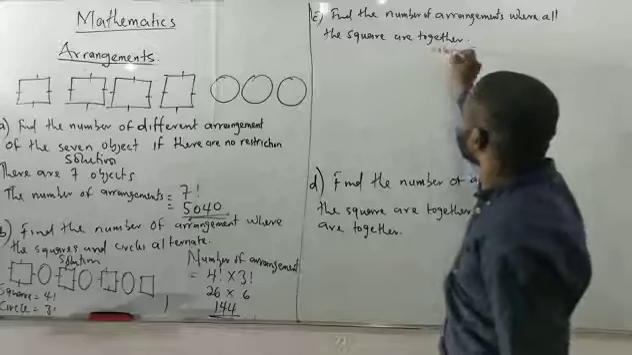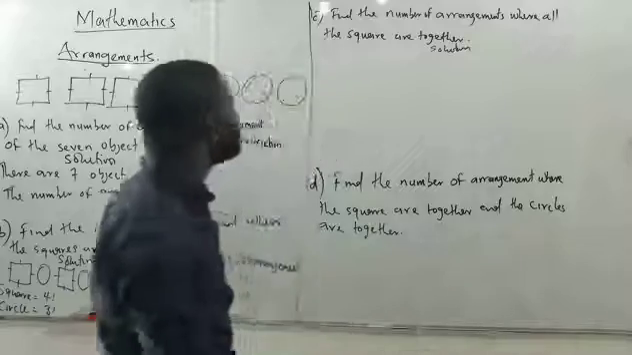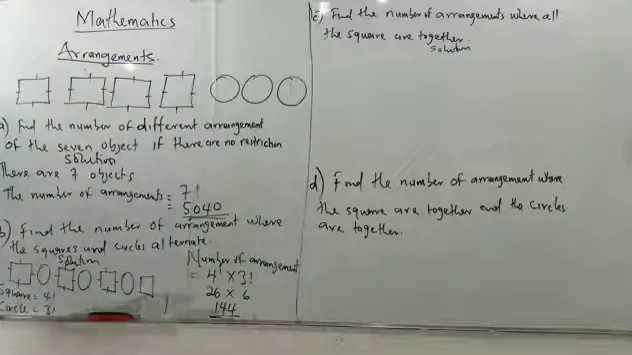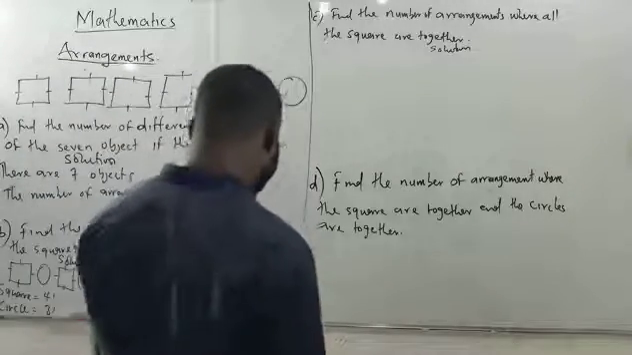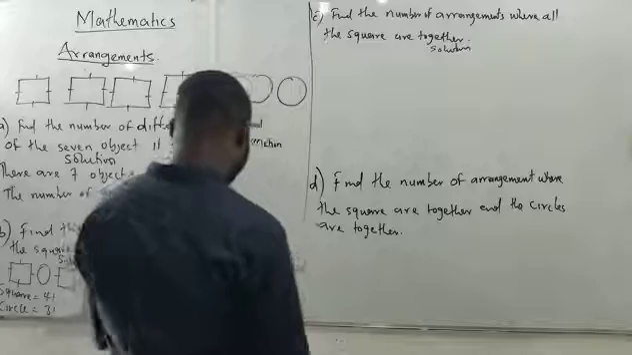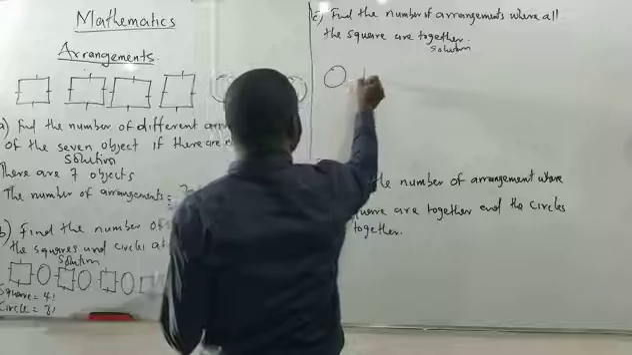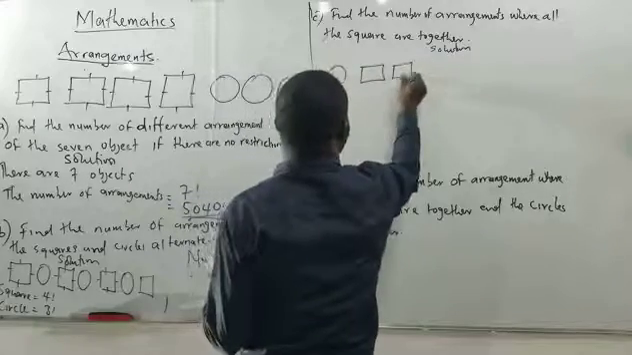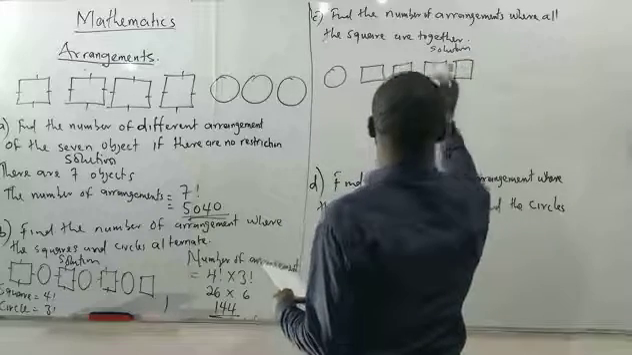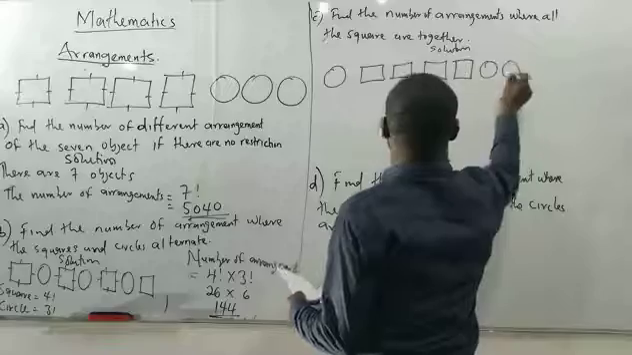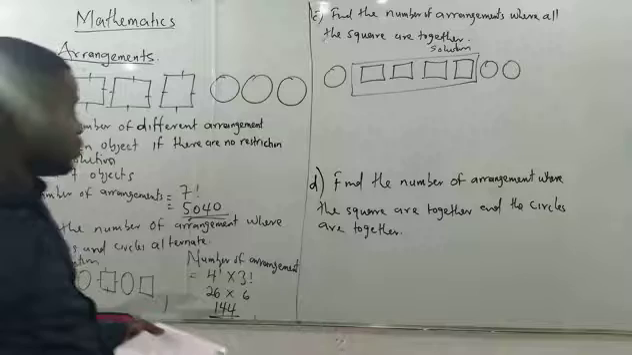Now, the second and the last one, look at this. Solution. Now, we are talking about this: find the number of arrangements where all the squares are together. If all the squares are together, I can say something like this: circle, square, square, square, square. 1, 2, 3, 4. We are talking about squares here. Now, this block of squares will become 1.